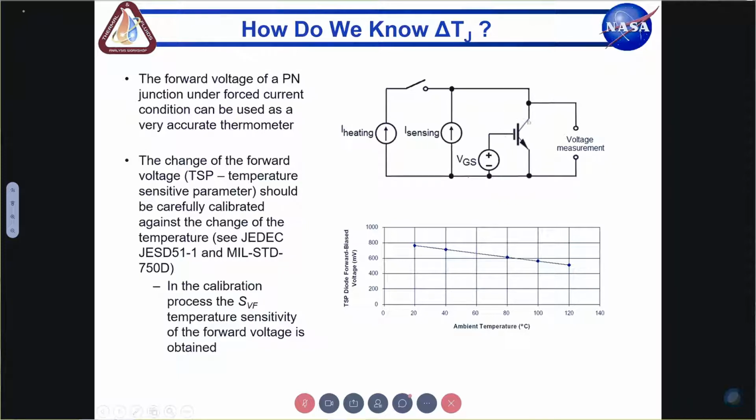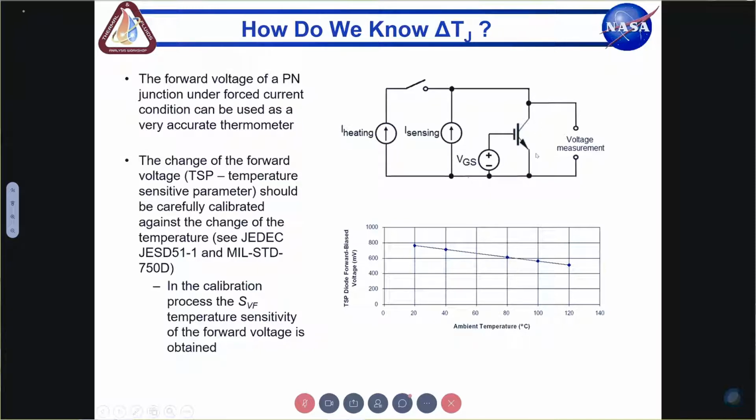So instead of this, what we recommend doing for semiconductor components is the so-called electrical test method. It's actually a standard methodology. You can find descriptions in the JEDEC JESD51-1 document and the US military standard 750D document.